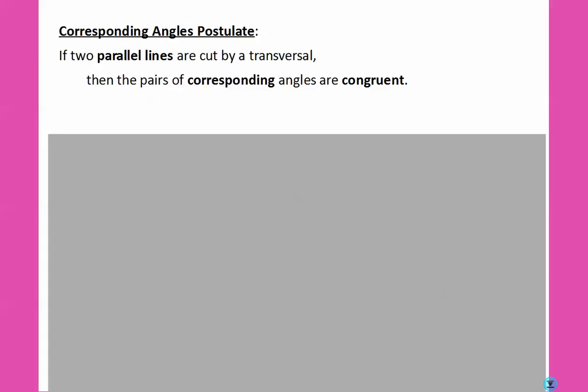So, our first postulate. If two parallel lines are cut by a transversal, then the pair of corresponding angles are congruent. And remember, corresponding, which we talked about last class, means in the same place.